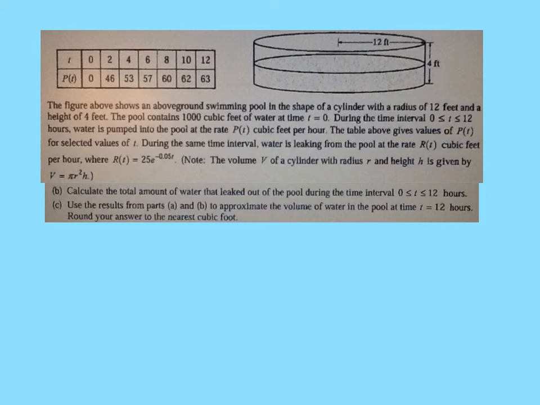We're going to do B and C together now. We're going to talk first about calculating the total amount of water that leaked out. So in part A, we talked about the total amount of water that we added. Now we're going to use the R and get the total amount that had leaked out. Well, this is an accumulated rate. This is what we've looked at in a previous lesson. So I'm going to take the rate from 0 to 12, or the integral from 0 to 12 of that leak with respect to time.